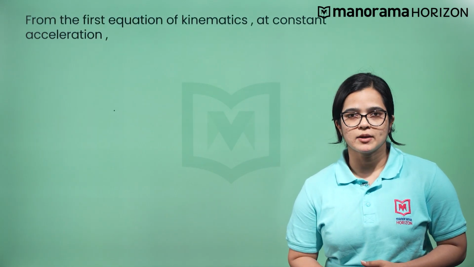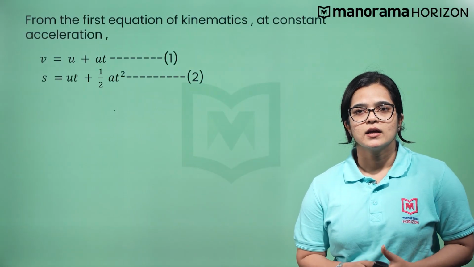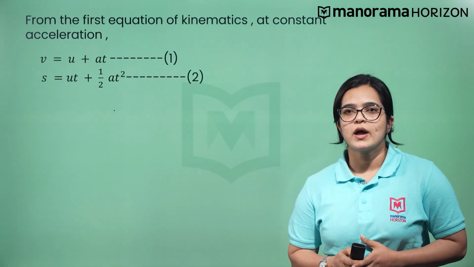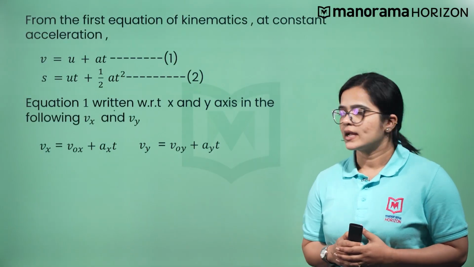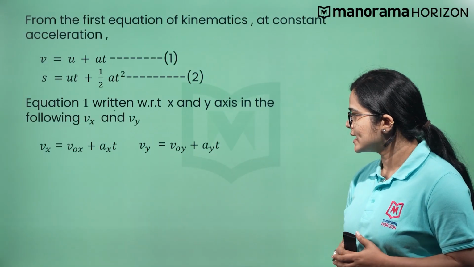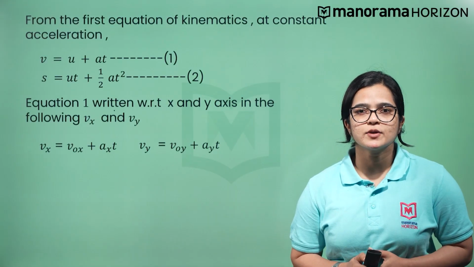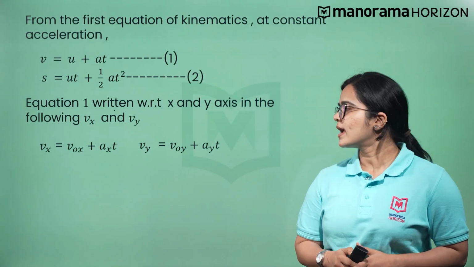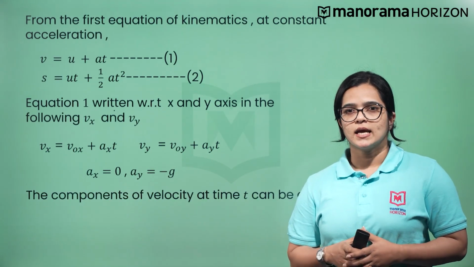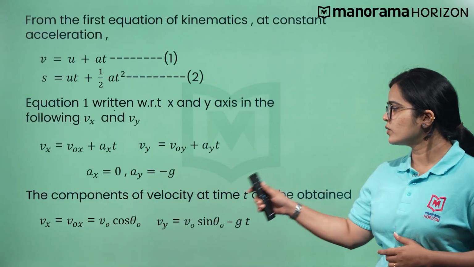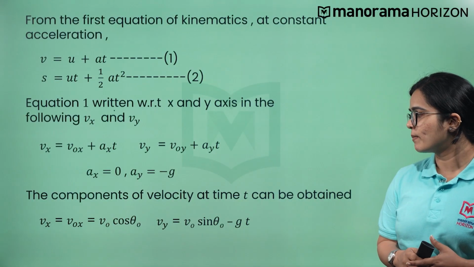From the first equation of kinematics, v equal to u plus at, and also s equal to ut plus half at square, the previous equation is written with respect to x and y axis, and the following values of Vx and Vy are obtained. That is, Vx is equal to V0x plus axt and Vy is equal to V0y plus ayt. Taking the initial position to be the origin of the reference frame, this becomes ax equal to 0 and ay equal to minus g. The components of velocity at time t can be obtained as Vx is equal to V0 cos theta 0 and Vy is equal to V0 sin theta 0 minus gt.